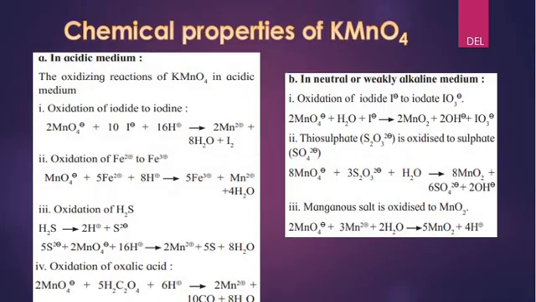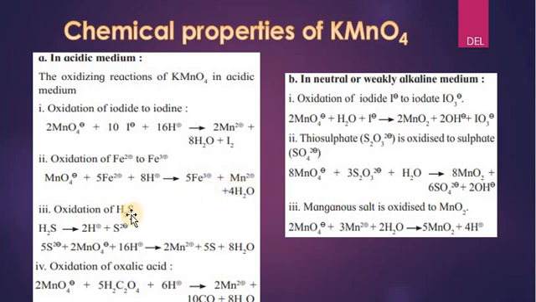Let's talk about the chemical properties of KMnO4. KMnO4 in acidic medium is a wonderful oxidizing agent. It oxidizes iodide ion into iodine, that is I- to I2, where the permanganate ion itself turns into manganese ion. It converts ferrous to ferric, and itself converts into manganese ion.